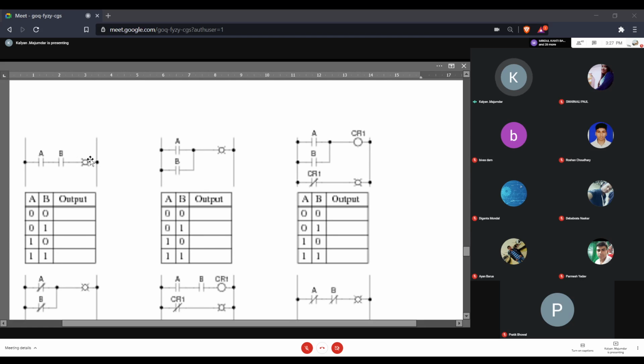Now, what you've got to say is what logic functions are being shown by the different connections that are depicted. Let's start off with the first one.